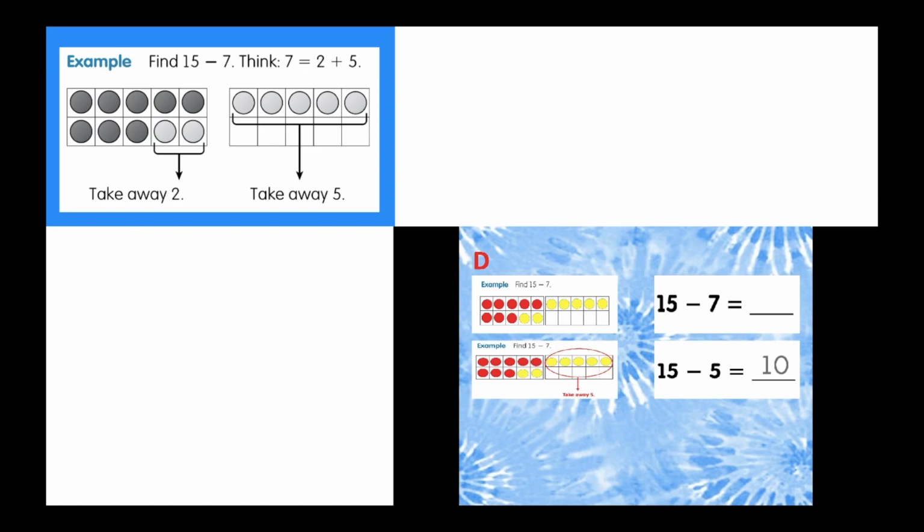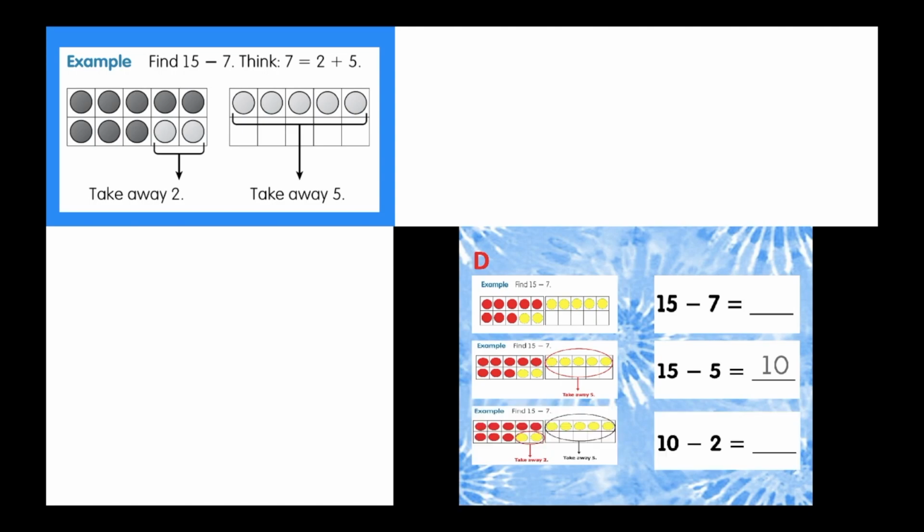Now I can show that in my subtraction sentence. 15 minus 5 equals 10, but I'm not finished yet. Remember, I was supposed to take away 7 total. I've taken away 5 to make 10. Now I still need to take away 2 more counters.